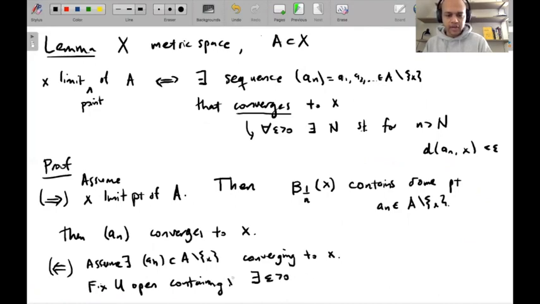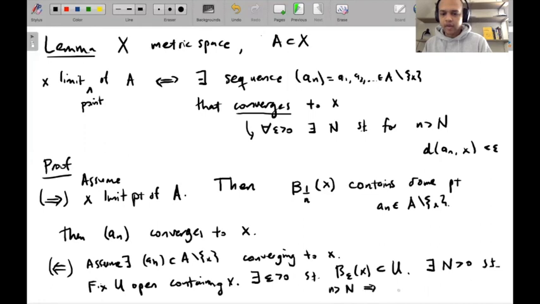it contains x, there exists epsilon so that the ball of radius epsilon around x is contained in U. And then by convergence, there exists some N so that if n is greater than N, that implies an is in the ball of radius epsilon around x, which is contained in U. And so here we've found a point of A other than x, which is in U, and that completes the proof. Okay.